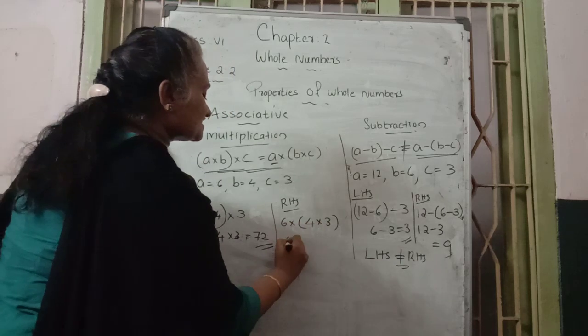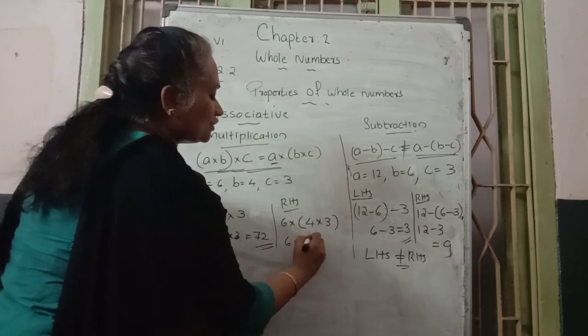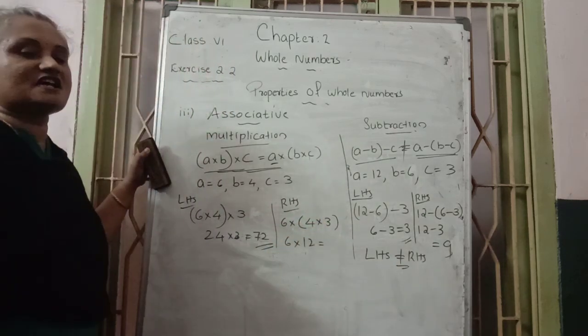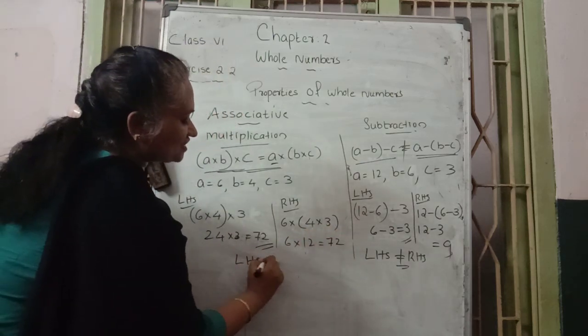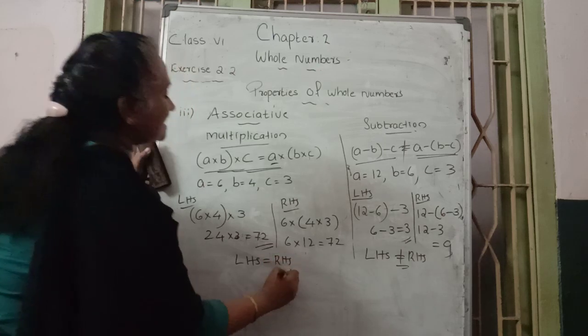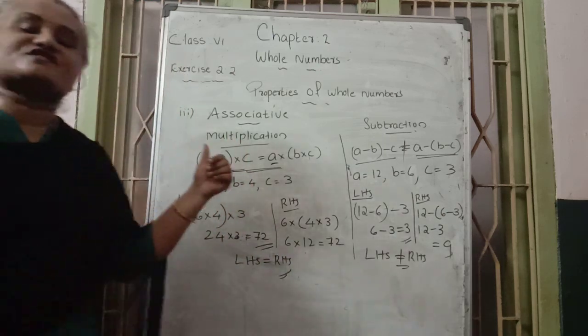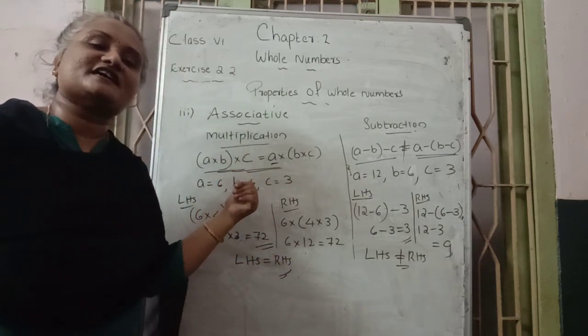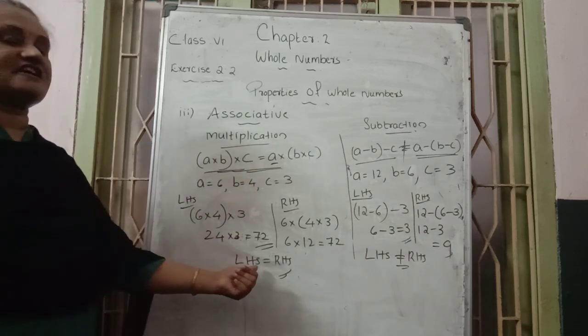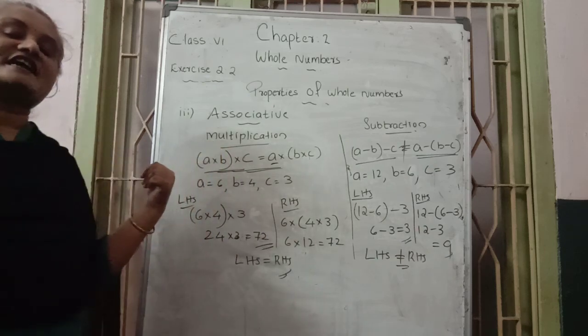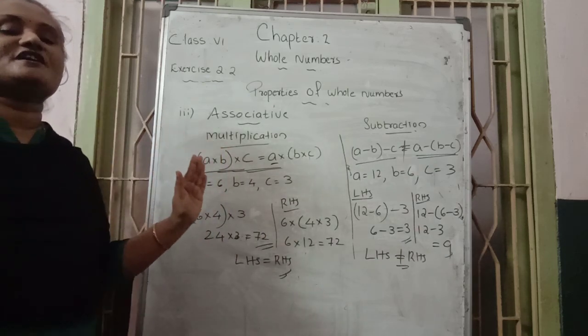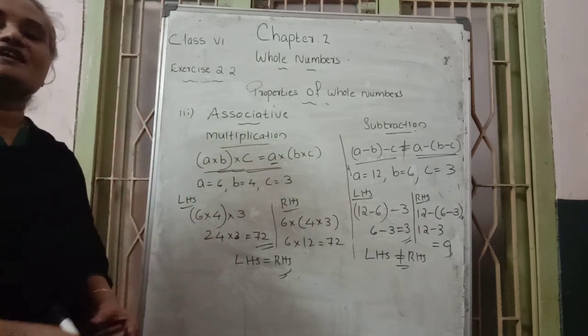Again checking 6 into 4, 3s are 12. 12 into 6, how much? 72. See here, LHS answer and RHS answer are equal only. That's why we can say associativity is satisfied under multiplication. They are equal only. The left hand side and right hand side answers become the same in any order we take and multiply.